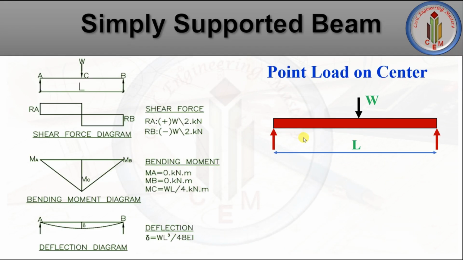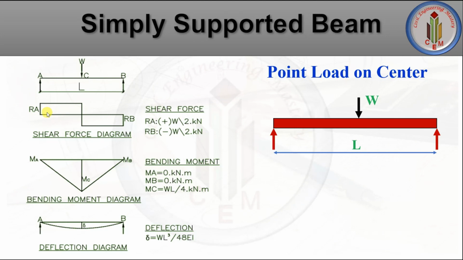First, let's start with the simply supported beam with point load at center. As you can see, the point load is acting at the center of the beam. The length is L. So in this case, we will be getting the shear force diagram like this. The force has to go up, that is RA, reaction at A and reaction at B. So when the load is acting, it comes downward and then again it goes up. So RA will be W by 2 and RB will be W by 2.